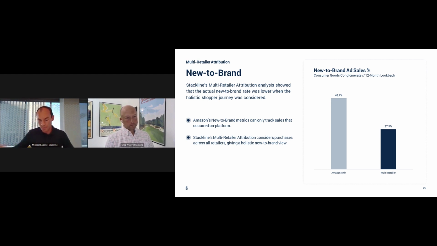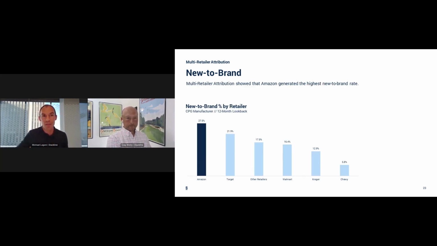So in this example, one of the big CPG brands, the metrics they had reported was that 48% of the customers were new to brand on Amazon. But if you look at it from a multi-retailer perspective over many years, we find that 27% were truly new to brand if you sort of fan out the data set across the entire retail ecosystem. So that's still really, really good. Even in that most extreme measure, across every major online and offline retailer, 27% of the customers were still truly first-time acquisitions for the brand. So I think that was still a very exciting data set for the client.